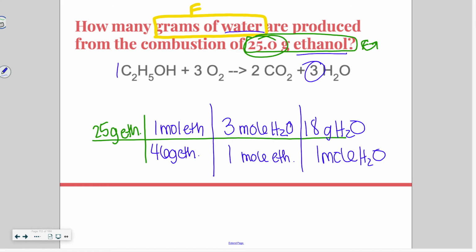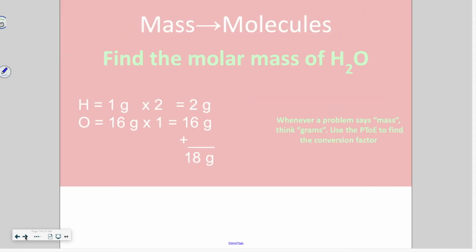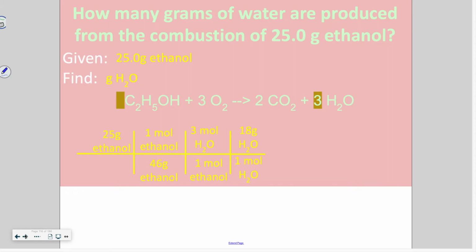So it's 18. Does everybody see what we did? Here was our conversion to moles. We used our mole bridge to get up. And then we multiplied by the molar mass. How did you get 18? There's 2 hydrogens, 1 oxygen. 2 plus 16 gives you 18. Just your molar mass. So this is what you should have plugged into your chart. This is it all nice and neat written.